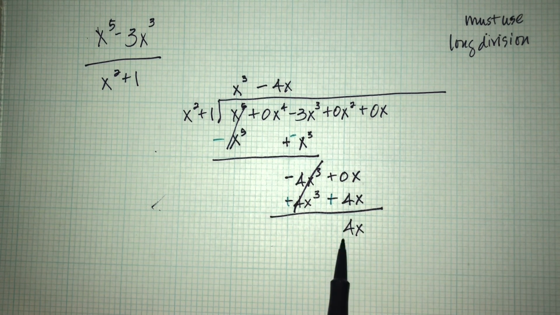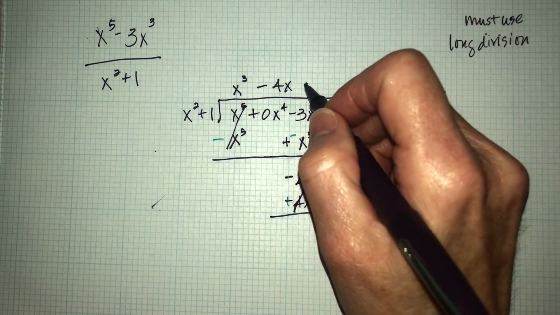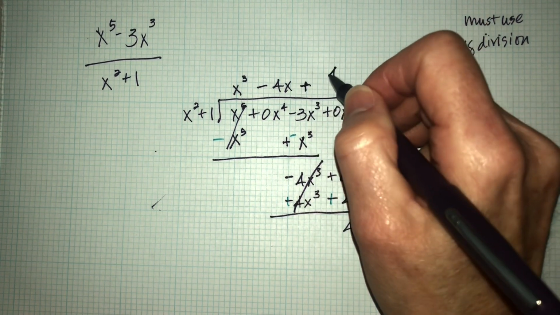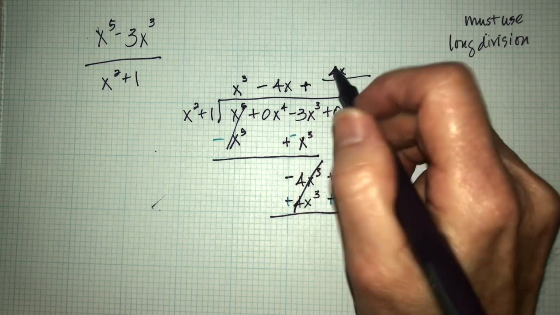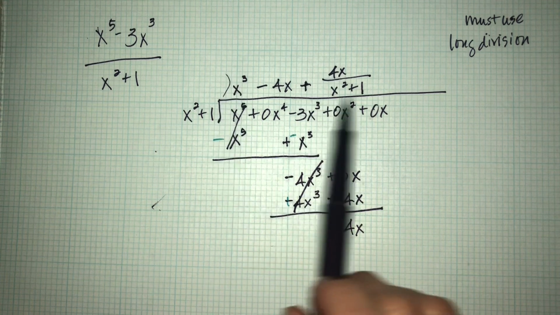So now keep in mind, this is the remainder. So our final expression is going to be plus 4x over our divisor, x squared plus 1. So this is our final answer up here.